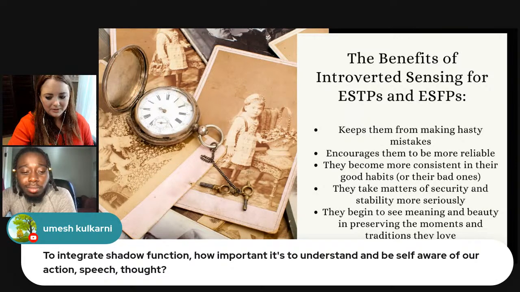And so if you become conscious of, how am I using this function? How is it turning into something good or bad? And how can I keep myself in a good space?